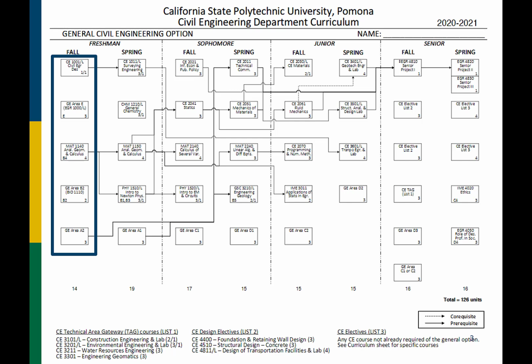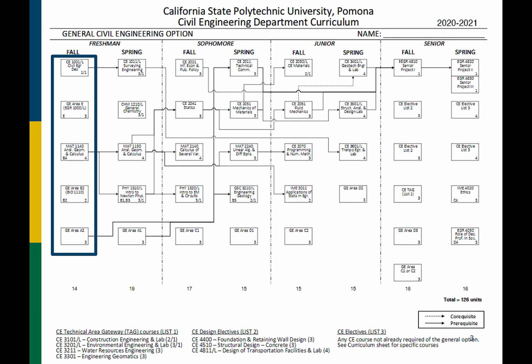When enrolling in CE 1001, you must also enroll in CE 1001 Lab, and you must also make sure you are registering for the same section number. For example, CE 1001 Section 1 must be taken with CE 1001 Lab Section 1. For EGR 1000, you can take the lab at the same time, but it isn't required, and it isn't required you take the same section number.